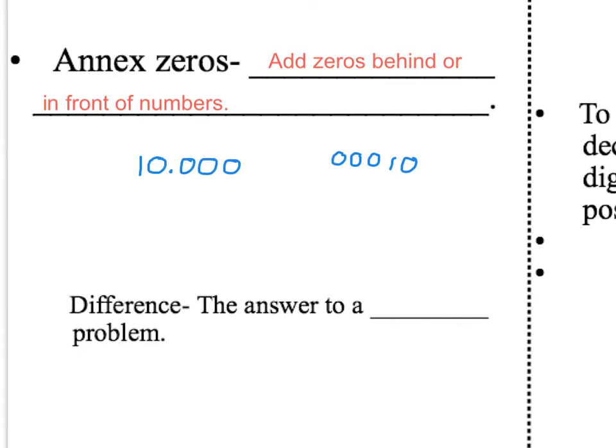And by doing that, you do not change the value of the number. This number right here is still worth 10. This number right here is still worth 10. They look different because I annexed the zeros, but the value does not change. The second vocabulary word is called difference. And difference is the answer to a subtraction problem.